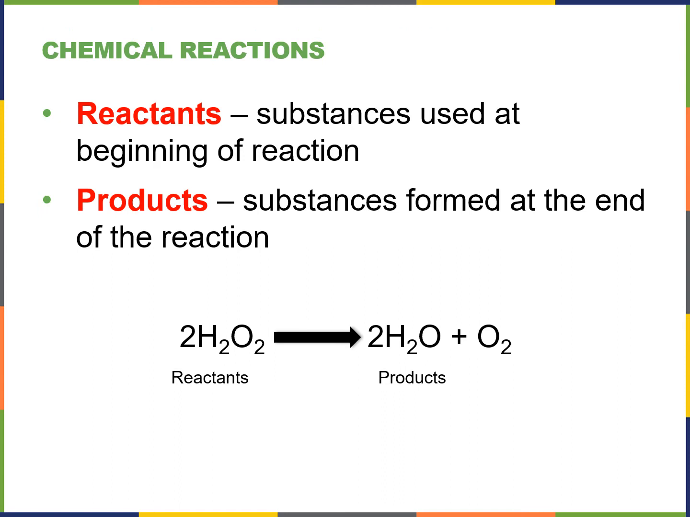As you learned in chemistry, all chemical reactions, and in biology, hence all metabolic reactions, start off with reactants and end with products. You start with the reactants, 2 hydrogen peroxides. Enzymatic reactions will result in the products, 2 water and 1 molecule of oxygen.